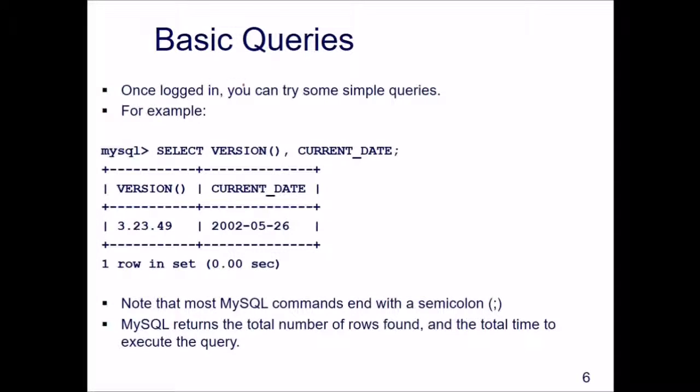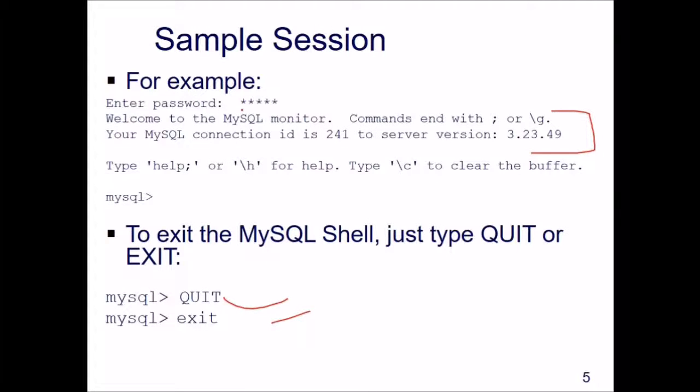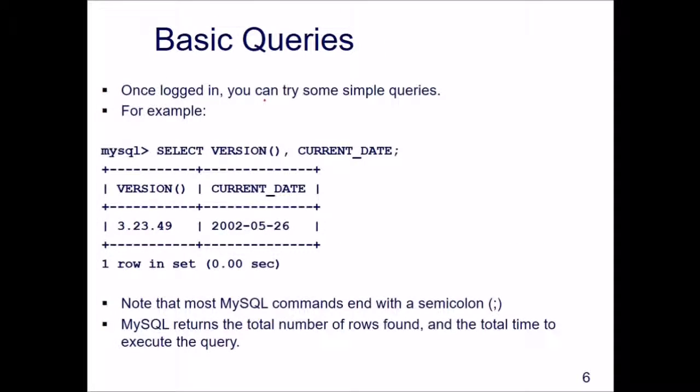So once you're logged on with your credentials, you can try some simple queries. For example, this is what you will be seeing, and this is what you will be typing: select version, or current date. So the version will be shown here, the current date will be shown here. You have to use select version with round brackets, or current date, and these commands can be used individually also.